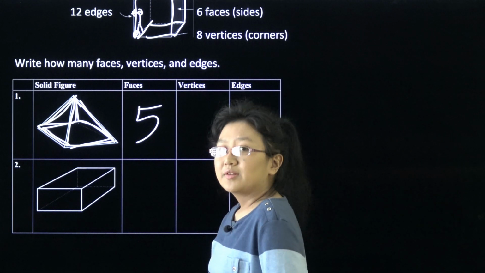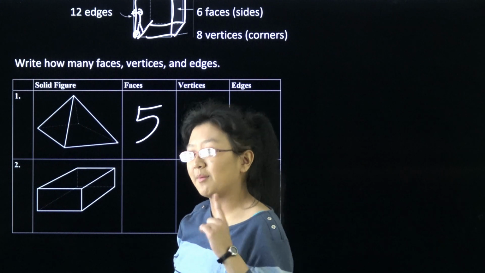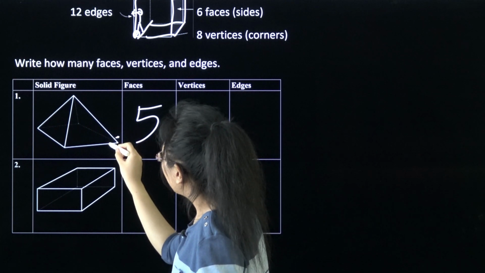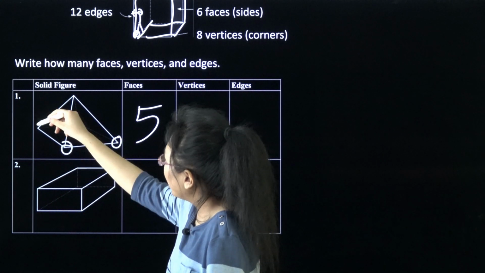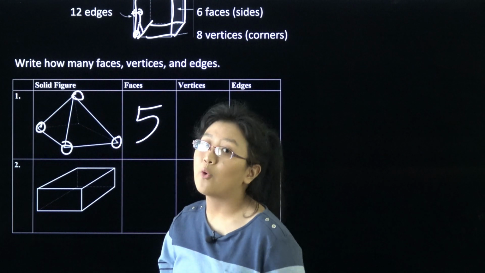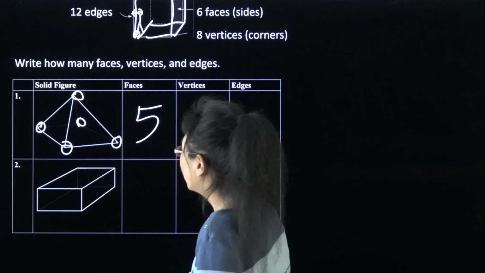Now we move on to vertices. How many vertices are in this pyramid? Or, if you think about it, how many corners are in that pyramid? So there's this one over here. There's one over here. And then there's one over here. And then there's one over here. So you may be thinking that there's 4. But no, there isn't. Because there's a sneaky one at the back. Whew.